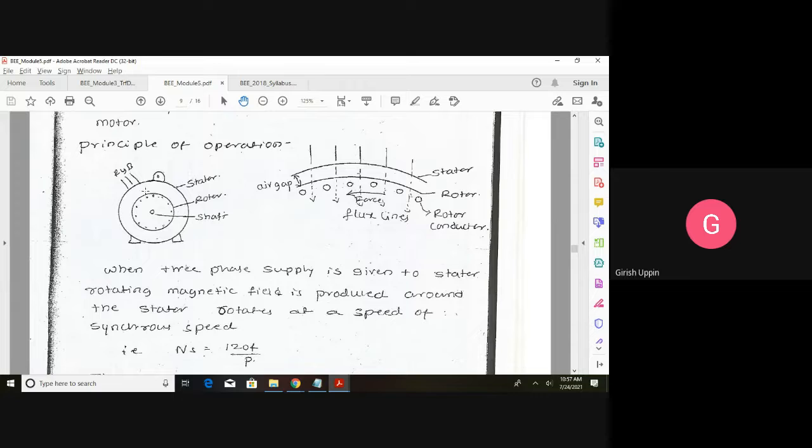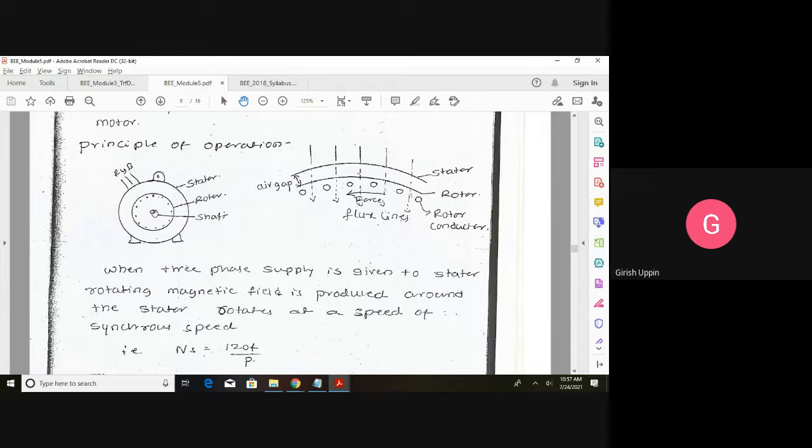So because there is a closed path, induced EMF will produce an induced current. So current will start flowing through those conductors. Now this is the situation. Current carrying conductors are placed in a magnetic field. So each of these conductors will experience a force, and cumulatively it will experience a force on all the conductors.